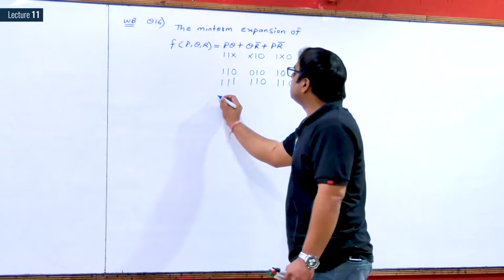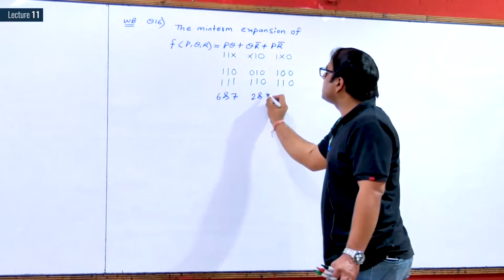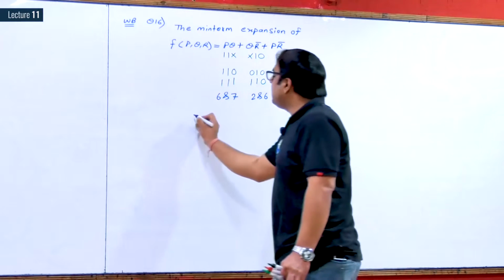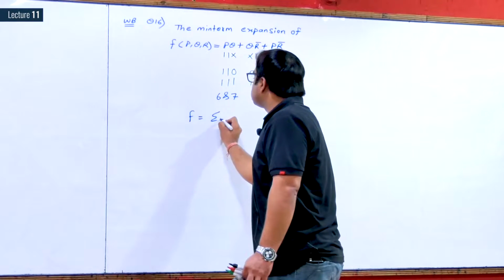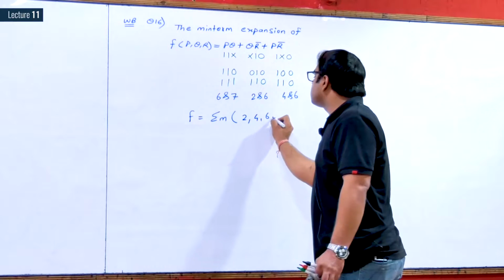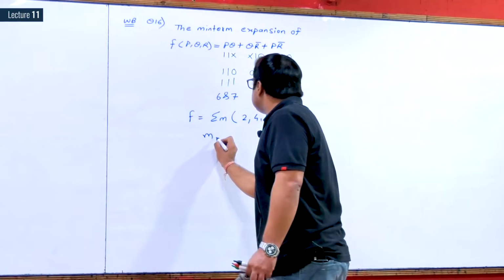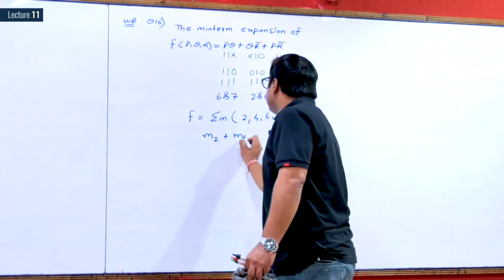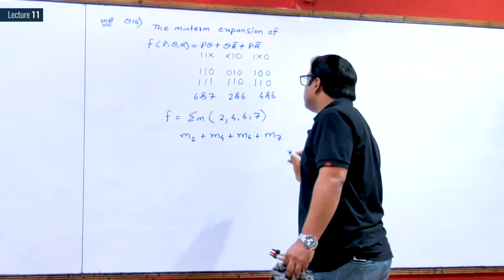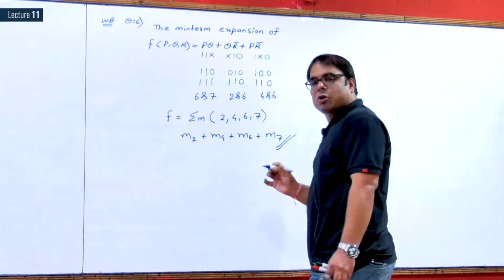So the numbers are 6 and 7. The numbers are 2 and 6. Numbers are 4 and 6. Combinedly, I can write this in min-terms, the collection of min-terms is 2, 4, 6 and 7. In your option, it is written as min-term 2 plus min-term 4 plus min-term 6 plus min-term 7. So, in this way, options are given. This is the correct option.